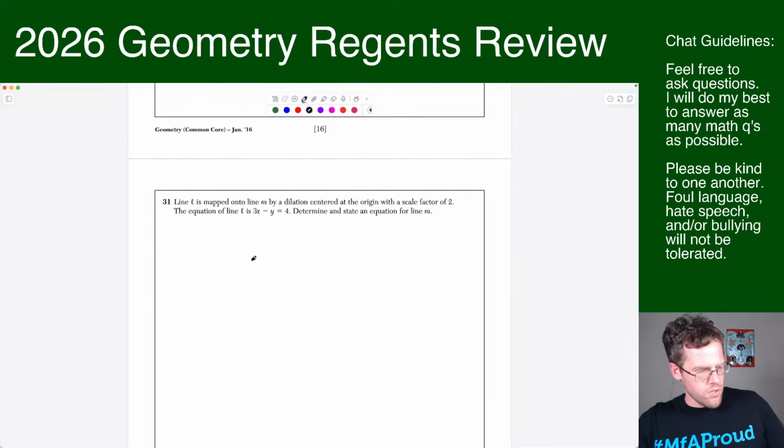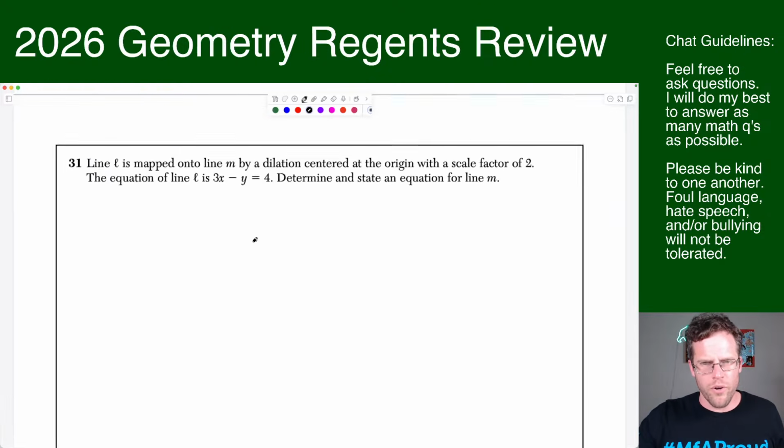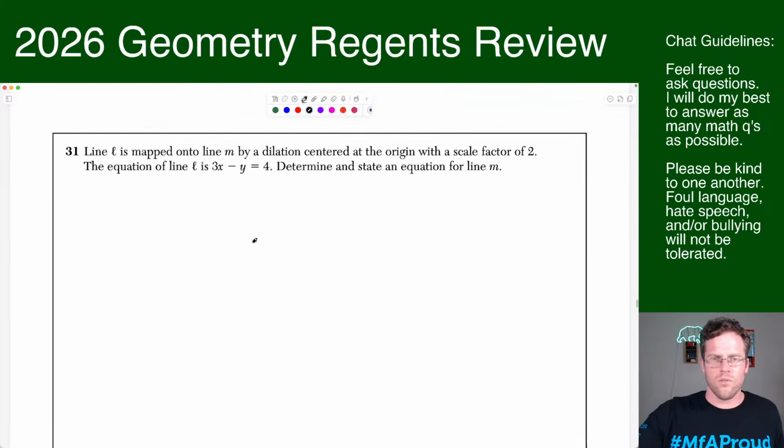Question 31. We are making progress. This is our last one, our last 2-pointer. So line dilation, yet again. I hope they put one tomorrow because now you know how to do it. So here, line L is mapped onto line M by dilation centered at the origin, scale factor 2.